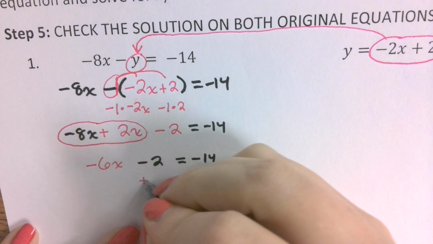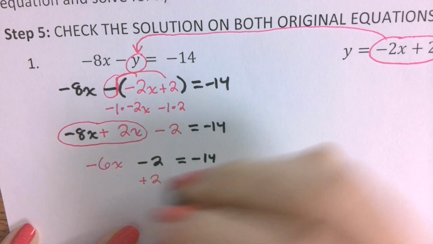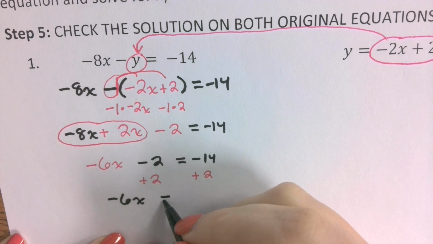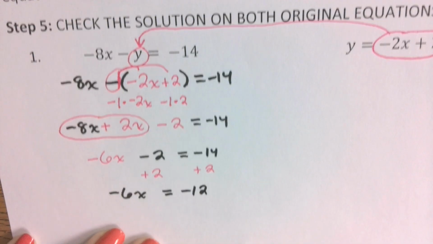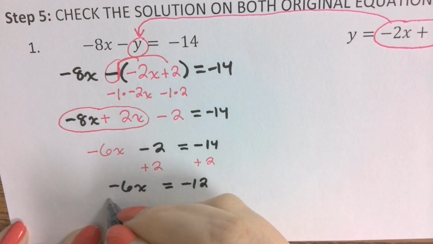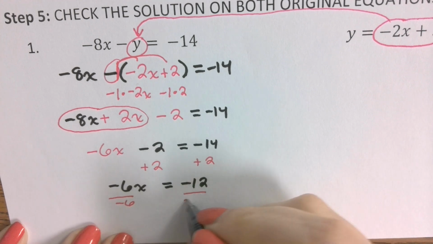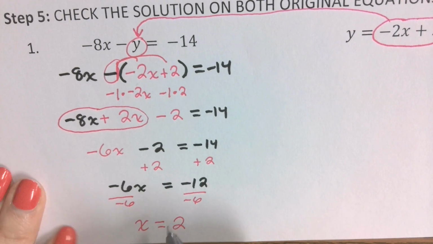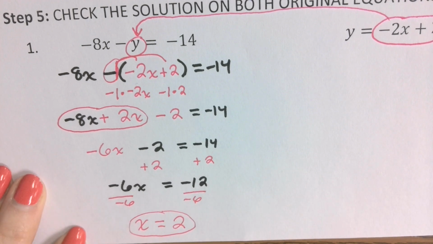Then we add 2 to both sides. That gives us negative 6x is now equal to negative 12. We then divide both sides by negative 6, and we've got x isolated. X is equal to a positive 2. Okay?